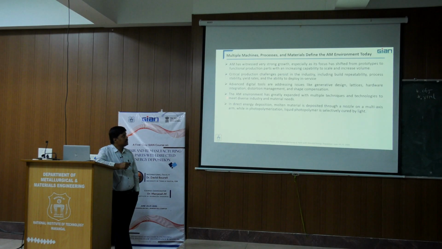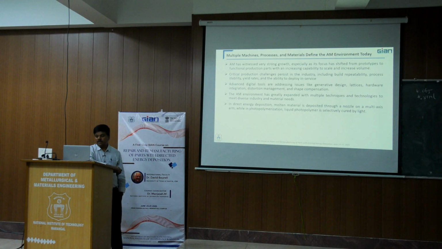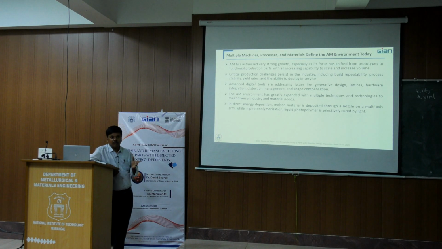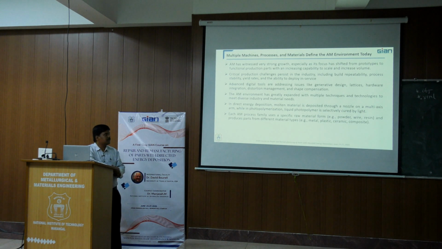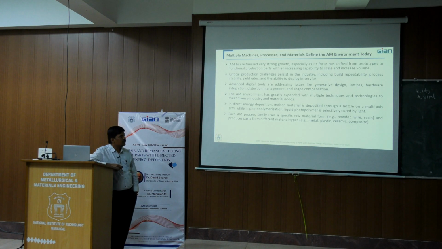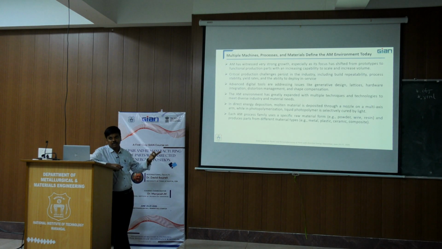And even in the direct deposition process, the molten material is deposited through the nozzle, either on multi-axis or maybe on CNC machines also, with the deposition heads also. That's why we are able to deposit the components with different aspects also. Each AM process is a family of specific raw materials, maybe powders or wire or ribbons, and it may be used with different material types, maybe plastic materials, metals, or ceramics, or even composites. That's how the 7 categories have been categorized.